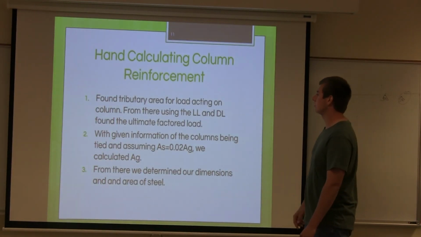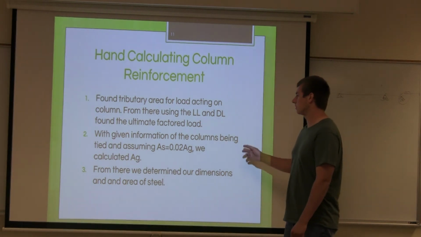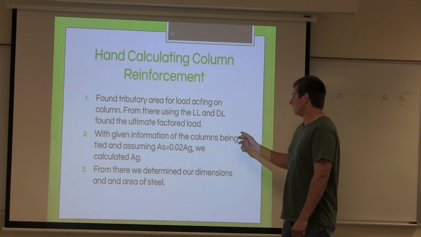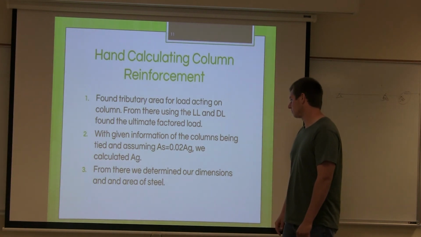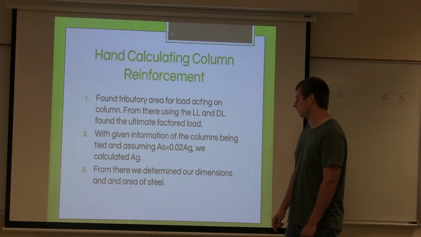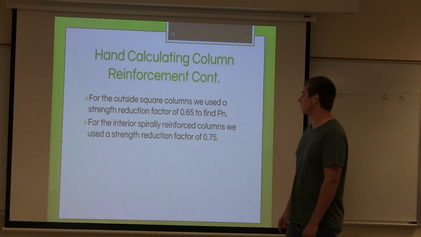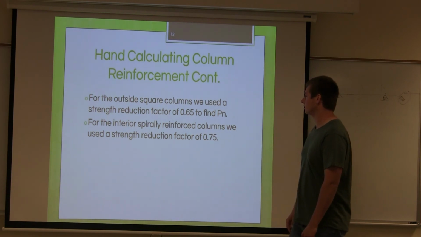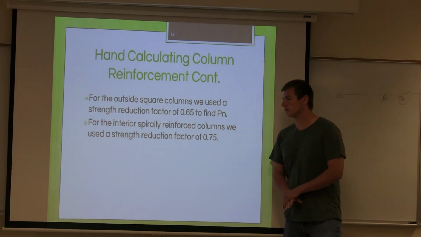And then we did our hand calculations on our column reinforcement just to double check with ETABS by finding the tributary area. And then using the live and dead load, we found the ultimate factored load. And then we assumed As equals 0.02 Ag, calculate Ag to get our dimensions. And then for the outside square columns, we used a strength reduction factor of 0.65 and then 0.75 for the spirally reinforced.